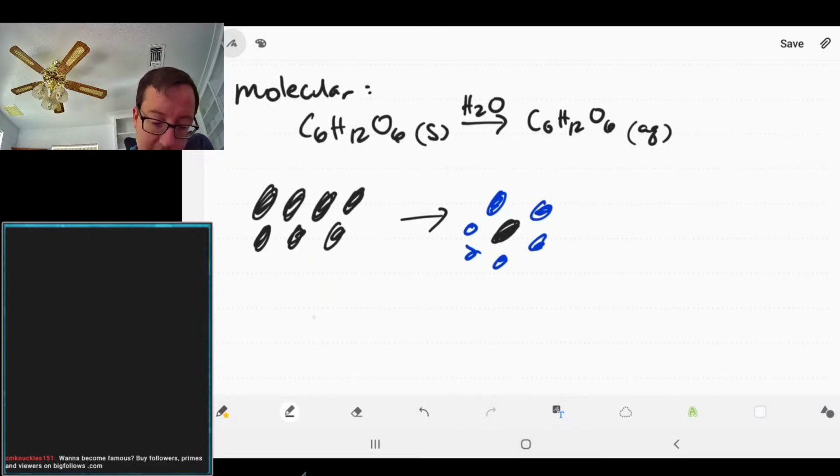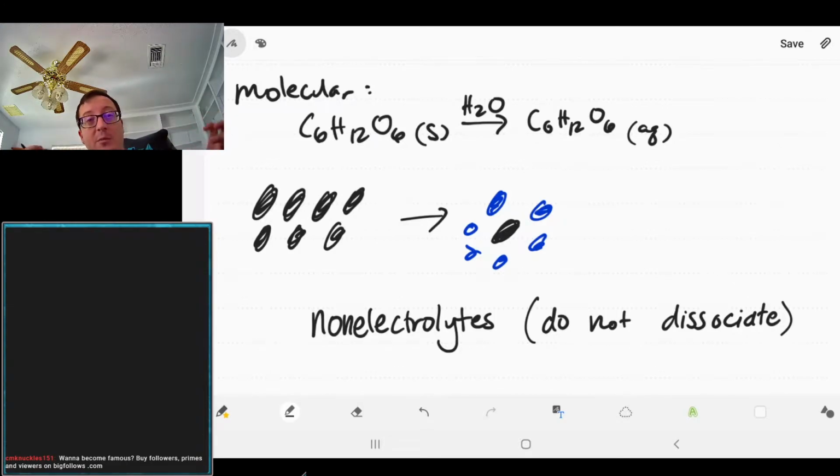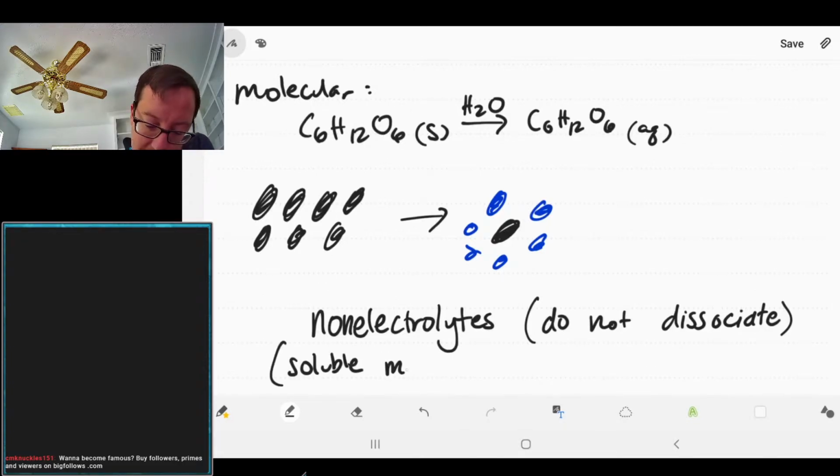And so we'll call these non-electrolytes. They do not, what we call, dissociate. Associate means coming together, right? And dissociate would be breaking apart. So non-electrolytes, which are going to be molecular compounds that are soluble, do not dissociate. They just become dissolved. They're surrounded by water, but they don't form any ions. There's nothing special happening here. They separate off the rest of the solid and just go and do their own thing. So those are going to be soluble molecular compounds.